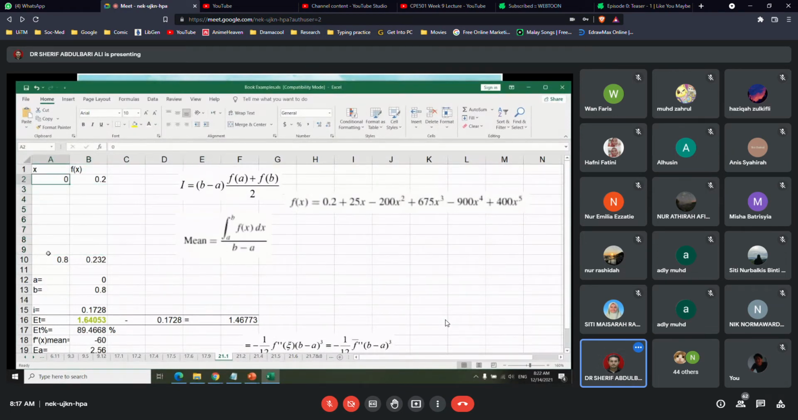Okay, so this is a, this is b, from 0 to 0.8. So it's 0.8 minus 0 times the function of a, which is 0.2, plus the function of b, which is 0.232, over 2. The answer is going to be 0.1728. Could you please try this one? I will give you about 2 minutes. You need to go with me one by one. If you have any questions, you can stop me and ask me.